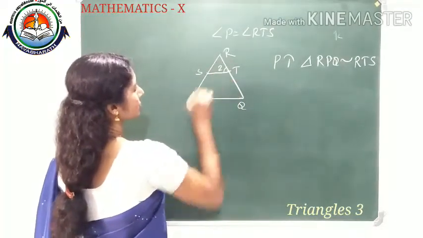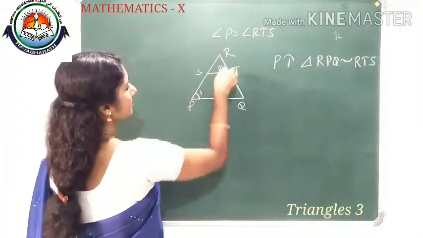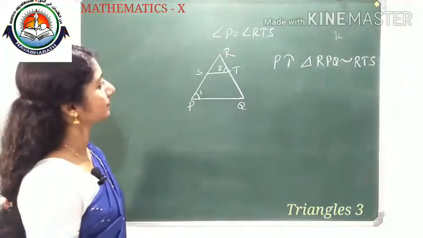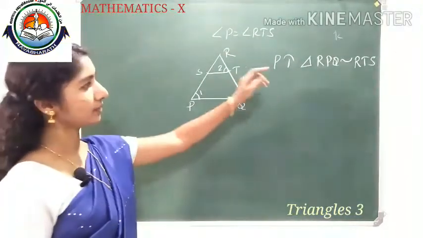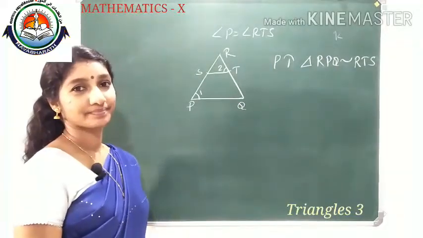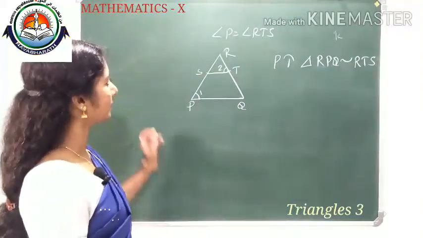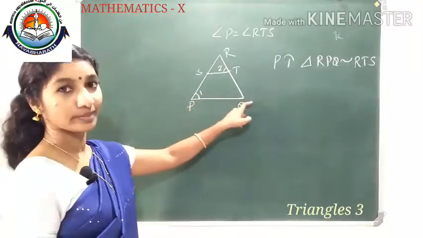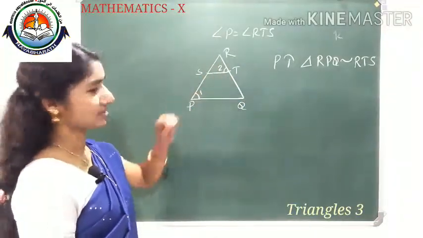RTS, you can give it as 2. So angle 1 and these two angles are equal. You can write angle 1 equal to angle 2. And you need to give the proof for triangle RPQ similar to triangle RTS. Okay, RPQ, where is RPQ? RPQ is this big triangle. RTS.